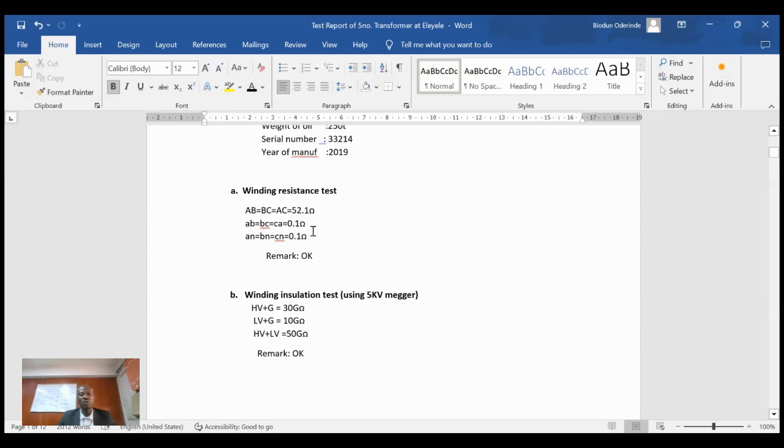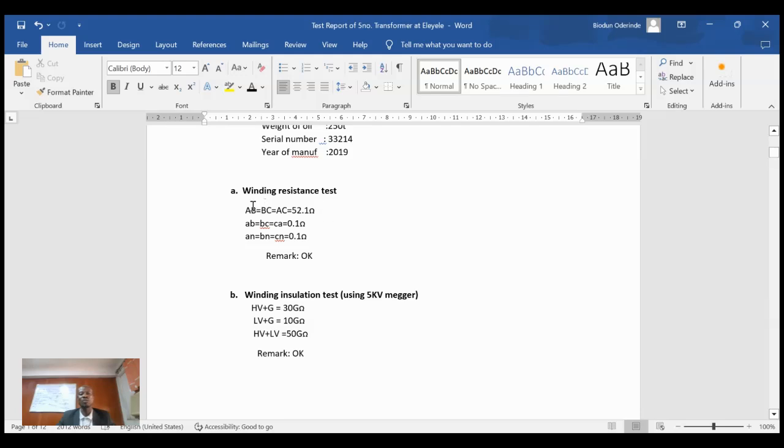So there must be continuity, which means a value must be there; it must be continuous. That's one. Secondly, the value must be the same. The resistance value of AB must equal BC, which must equal AC. Why? Because these coils are made of the same standard wire gauge. The coils inside the transformer, all three poles, must be of the same standard wire gauge. So if they are of the same standard wire gauge, the resistance must be equal.